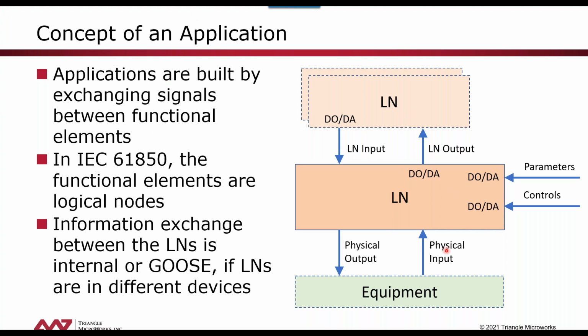What we see here is an example of a logical node that has outputs, which are the data objects and data attributes standardized in the standard. These outputs may go as signals to other logical nodes, to other functional elements. We also get inputs. Inputs today are not standardized, but we can at least describe where we get an input from. And we may also have parameters and controls as elements of these logical nodes.